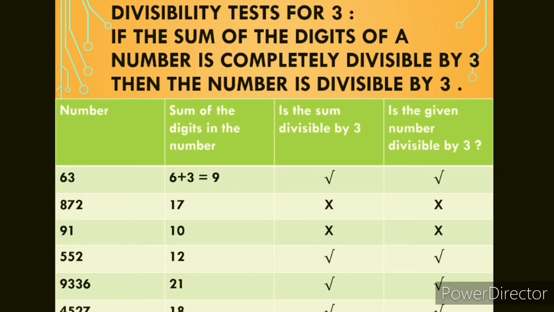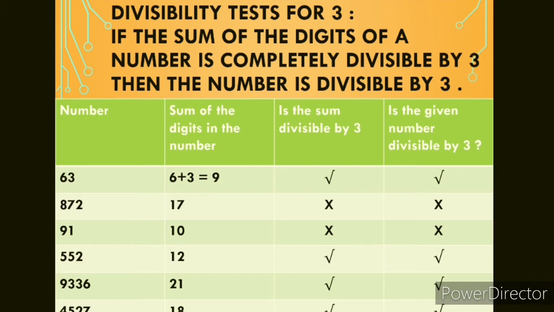Now how do we check the test for divisibility? We have to add the digits. 6 plus 3, we get 9. So 9 comes in the table of 3, so it is divisible by 3. So we are picking up this. Is the given number divisible by 3? Yes, of course. The sum is divisible, so that's why the number is also divisible. Same way we have to solve for the other numbers also.